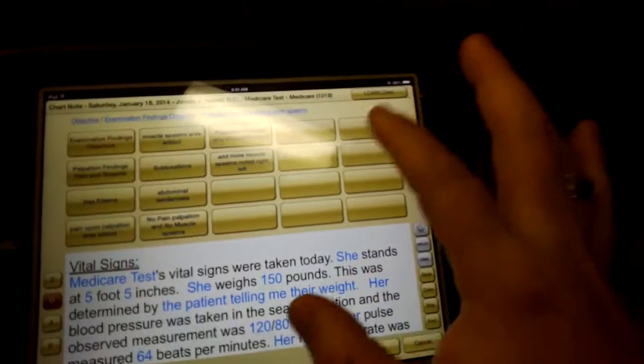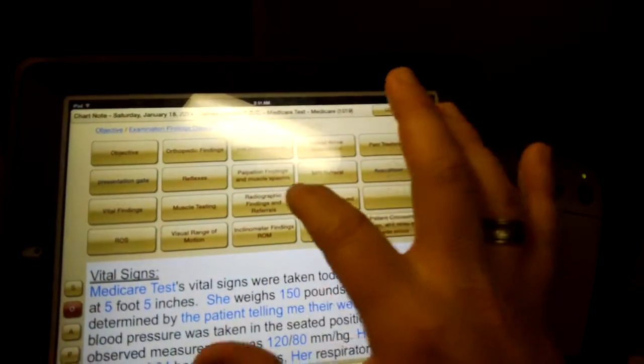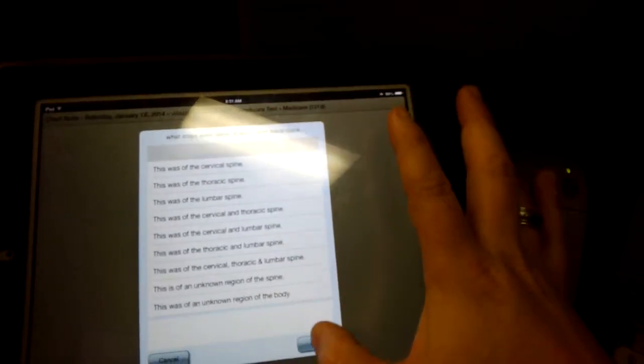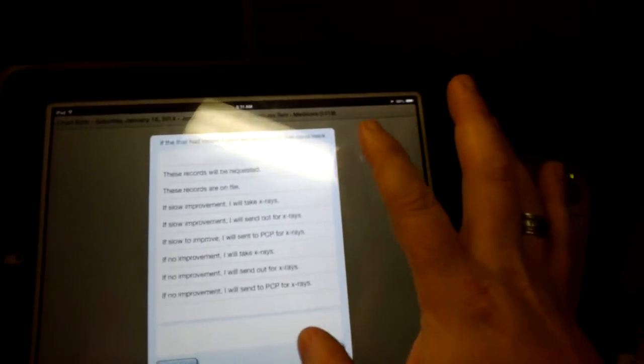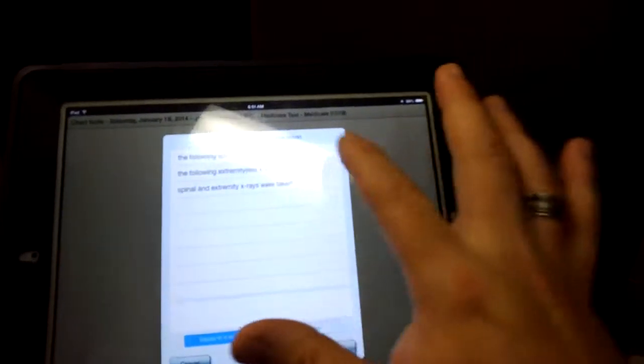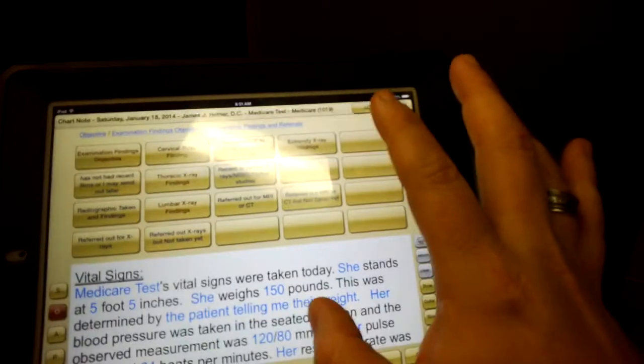And from there, we could come out of this and say that the patient, for x-rays, has not had recent x-rays taken. If they had, we would list what they were and whether we were going to request them. And then from there, we're going to say that today we are going to take x-rays of the low back. The lumbar spine was taken. Lumbar 2 to 3 view.